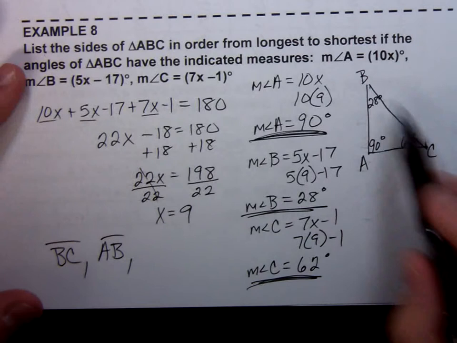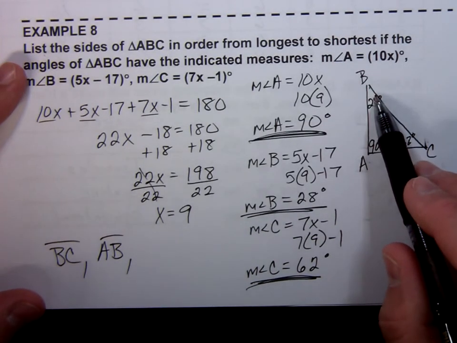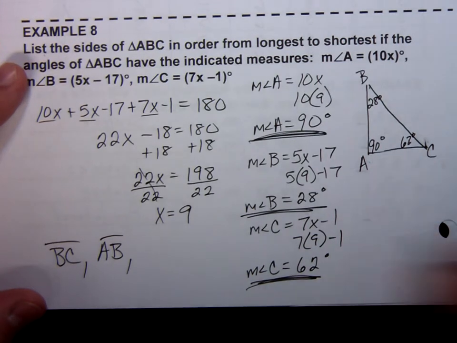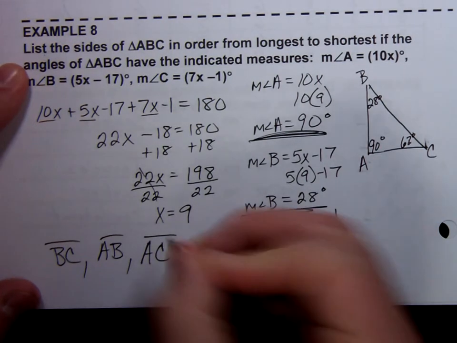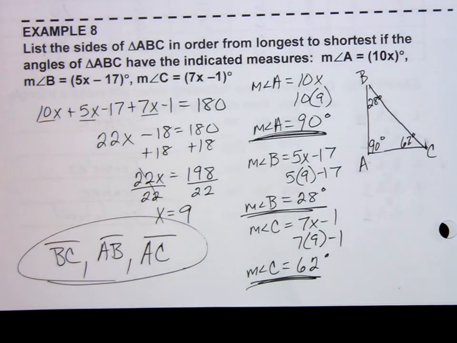And then the 28 degree angle, angle B, is the smallest angle, so opposite that should be the smallest side. So opposite angle B is line segment AC, shortest side. So there are all your sides in order from longest to shortest. I don't know what their lengths are, but I do know which ones will be longer and which ones will be shorter.